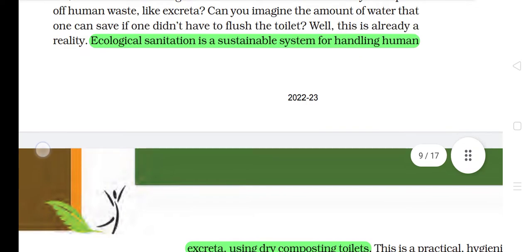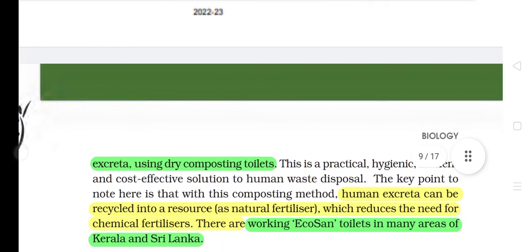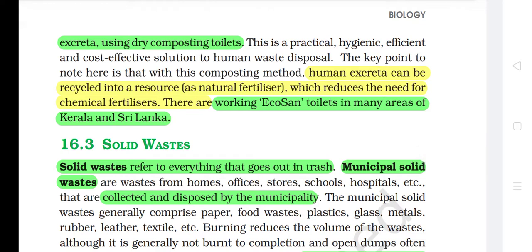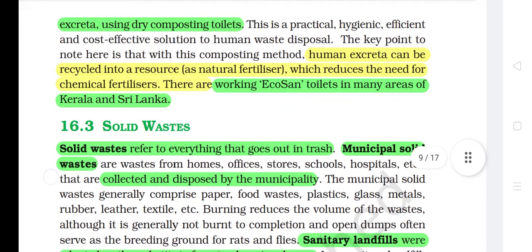Ecological sanitation is a sustainable system for handling human excreta using dry composting toilets. This is a practical, hygienic, efficient, and cost effective solution to human waste disposal. The key point to note here is that with this composting method, human excreta can be recycled into a resource as natural fertilizer, which reduces the need for chemical fertilizers. There are working eco-sand toilets in many areas of Kerala and Sri Lanka.